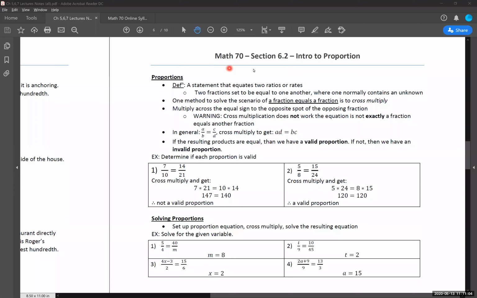So today we're covering 6.2, Introduction to Proportions: how we set these things up, how we solve them, and the types of story problems we might be seeing as well.